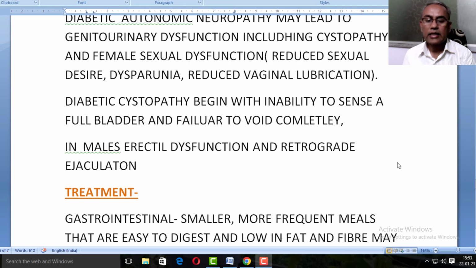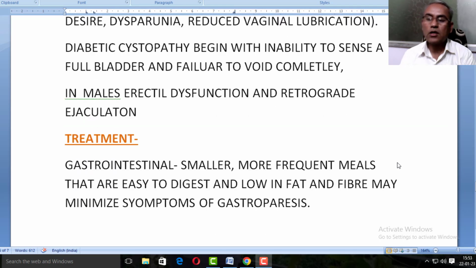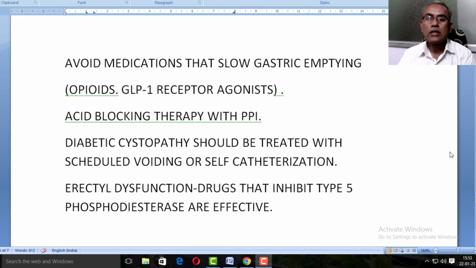Treatment: gastrointestinal, small, more frequent meals that are easy to digest and low in fat and fiber may minimize symptoms of gastroparesis. Avoid medications that slow intestinal motility like opioids and GLP-1 receptor agonists. Treat the patients with acid blocking therapy with PPI.